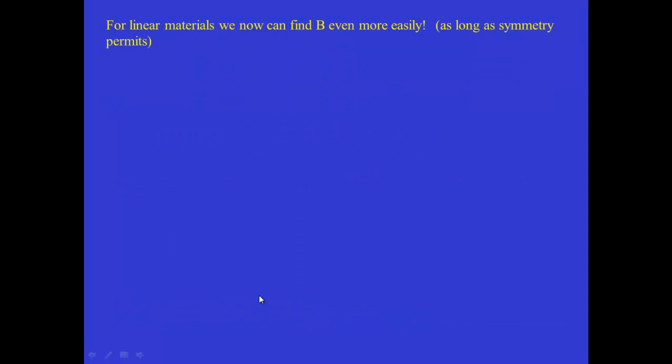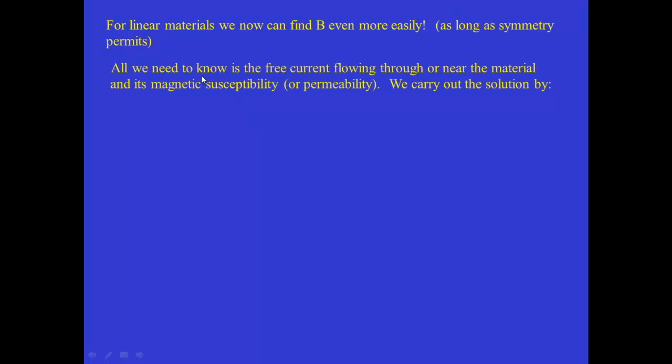All right, what's the whole point of this? For a linear material, we can use the techniques that we've already learned to find B even more easily, at least in the cases where symmetry permits us to find it easily using Ampere's law. All we really need to know is the free current that flows through a sample or near a sample, and we have to know its magnetic susceptibility or permeability. If the symmetry of the current is high, we can find B inside the material by first just using Ampere's law to find H. That's the way that we've done it before.